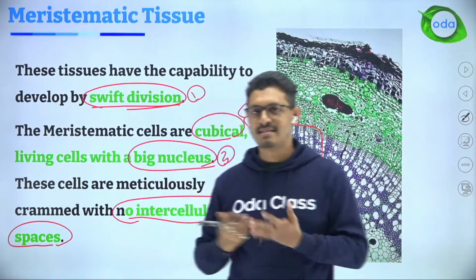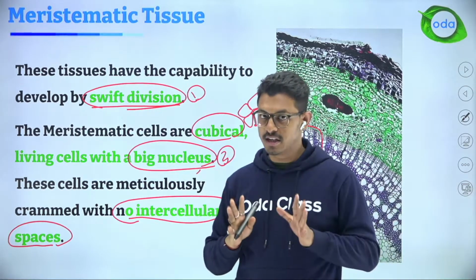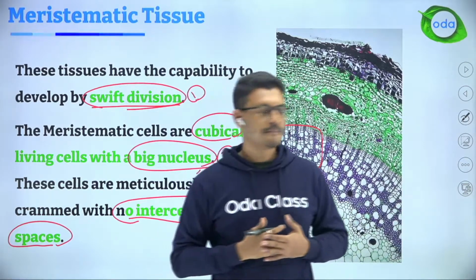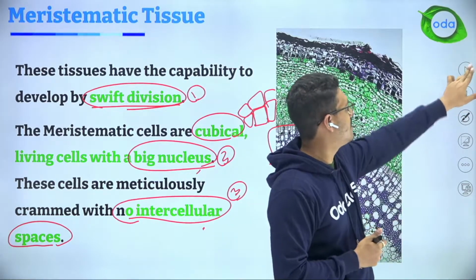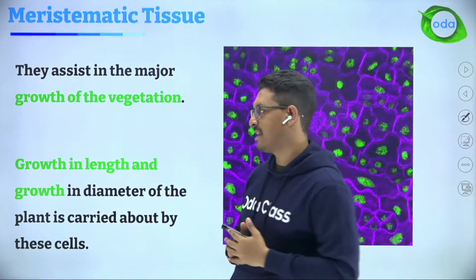This tissue, or meristematic tissue, divides more swiftly. They will have prominent nuclei and they will not have any intercellular space. When it comes to this, meristematic tissue can be of multiple other types. We'll talk about that as well.